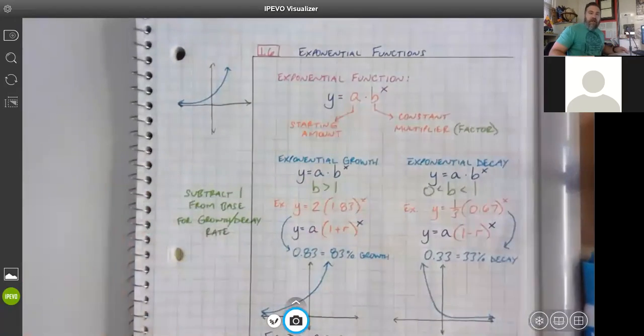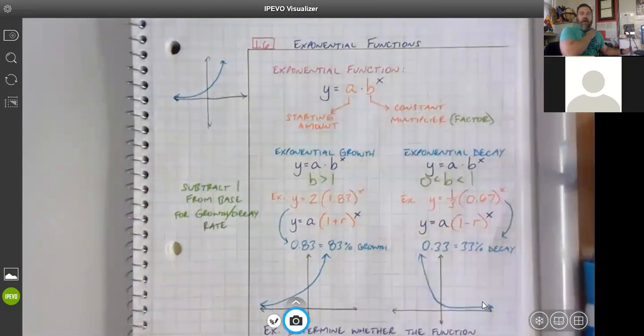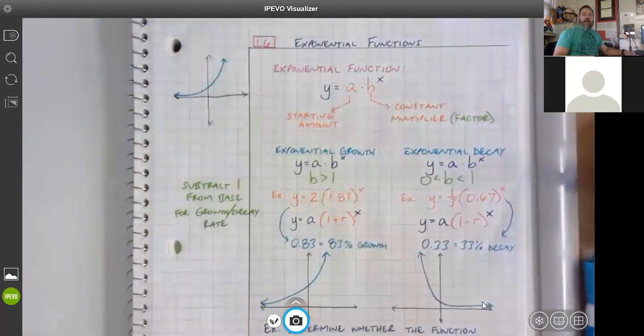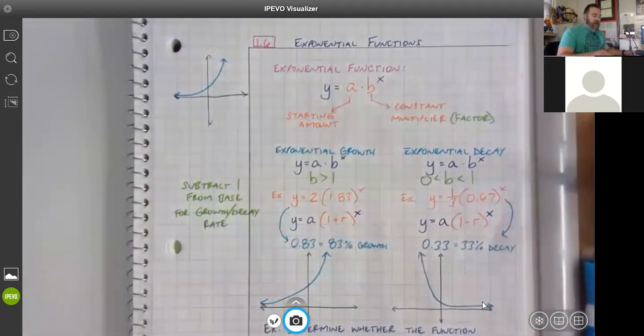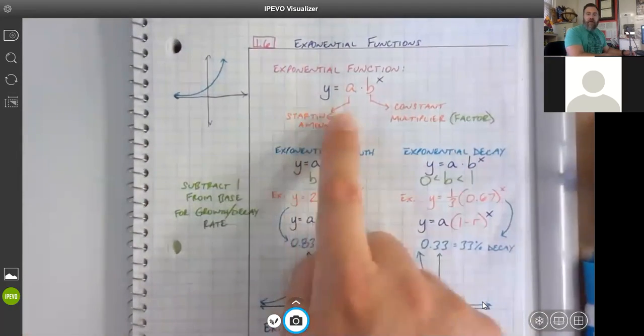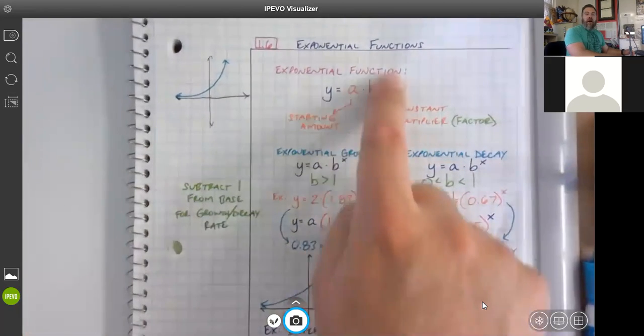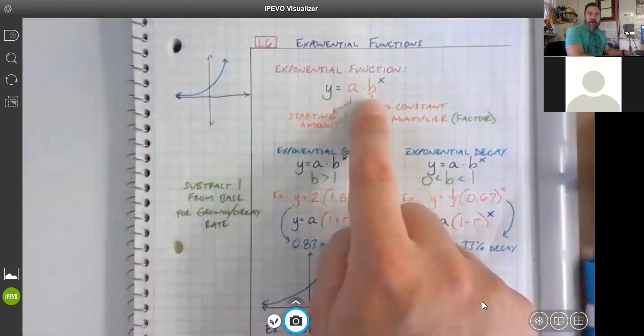All right, section 6. Again, we're wrapping up exponential functions today. Yesterday, we talked about this exponential function, a times b to the x. It will be valuable to know that a represents some starting amount, b represents a constant multiplier. But more specifically, the bulk of our information about our function is going to come from this value, the base of the exponent.